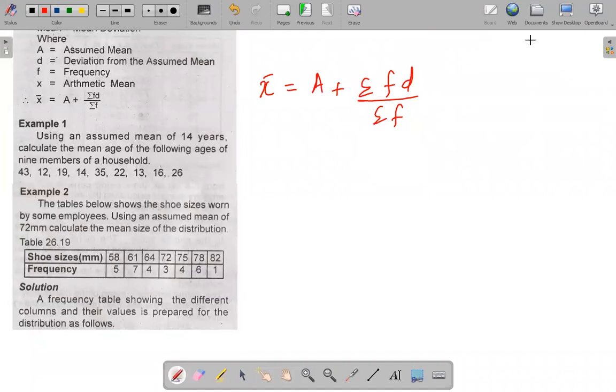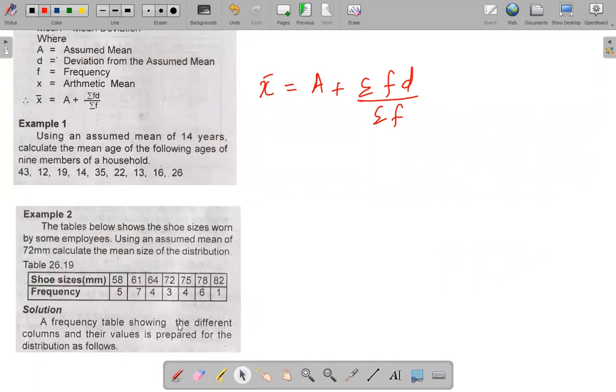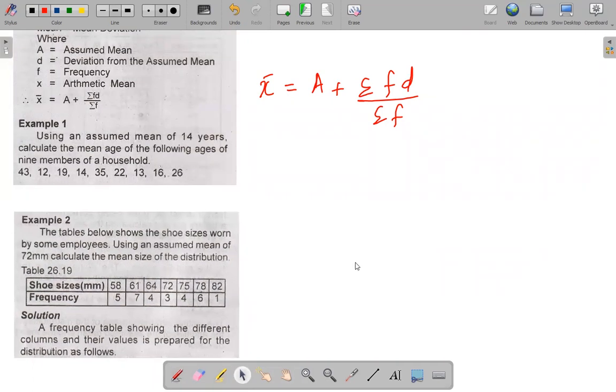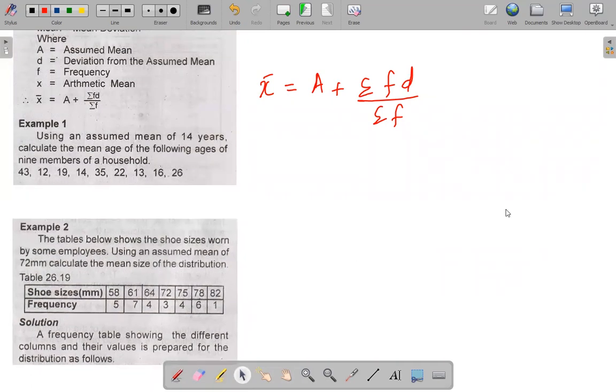First of all, we need to arrange this data in a table, starting with the least one there. Let me call the first one X. Then the deviation from the mean, let me call it D, which is X minus assumed mean.